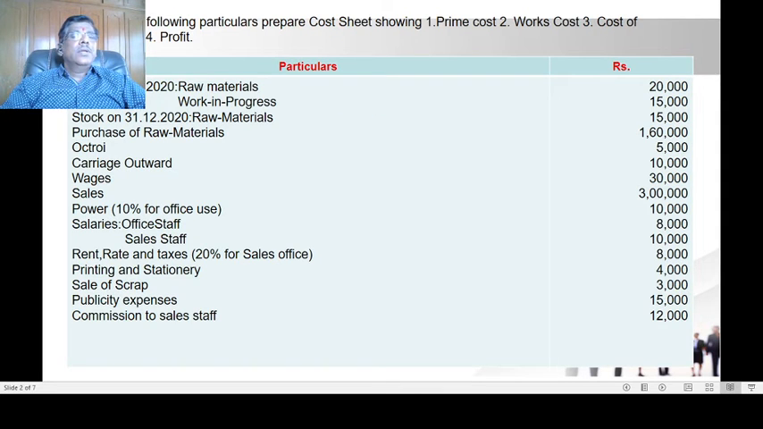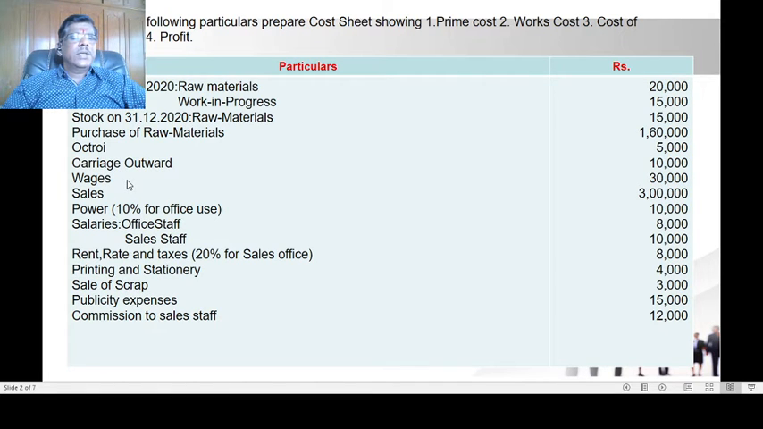Opening stock of raw materials is given, opening stock of work in progress is given, closing stock of raw materials is given, purchase of raw materials is given. With the help of this information, we can calculate the materials consumed. That is, materials consumed is equal to opening stock of raw materials add purchase of raw materials less closing stock of raw materials. Then after it, purchase related expenses you can add, and you will get materials consumed. Then carriage outward is sales related expenditure, it comes under selling, and this item can be apportioned in selling and distribution.